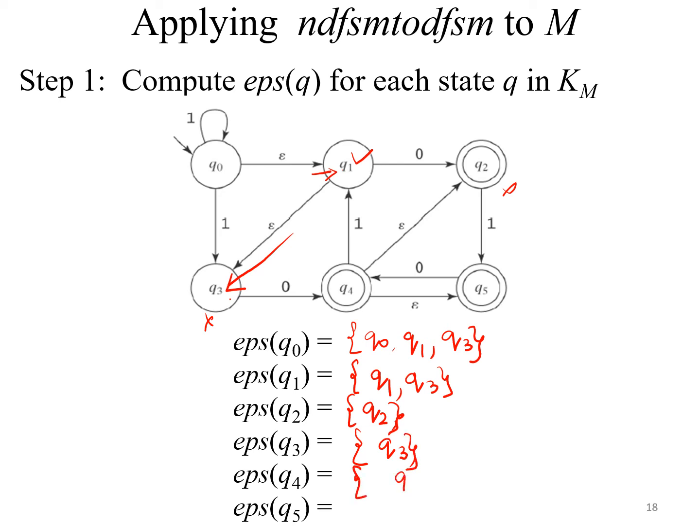Coming to EPS of Q4. Q4 is in the list, and from Q4 we have two epsilon transitions, one going to Q2, another going to Q5. So Q2, Q4, Q5 is the EPS of Q4. Last, Q5. EPS of Q5 is Q5 only, because no other epsilon transitions are present in it. So this is how to obtain the EPS of all the states in the given NDFSM.